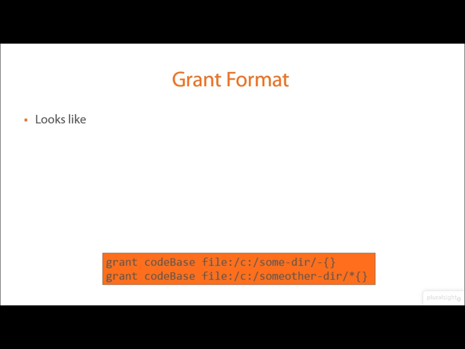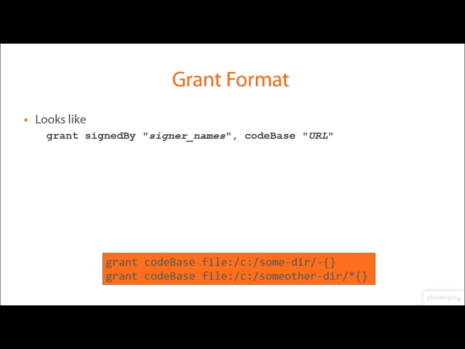So we've already seen the default policy file, but here we're going to put a little more meat on the bones of the syntax of the policy file. So we use this grant syntax, and it looks something like this. We say grant and specify a codeBase or maybe a signedBy. And that codeBase could be a file location or it could be a network location. And notice here we have some extra syntax. We have a dash and we have an asterisk here.